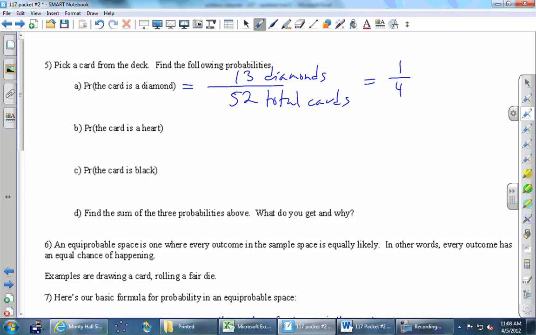Okay, so I'm going to ask you guys to do parts B, C, and D, again with your neighbors. We haven't even defined what probability is. All we've done is written a fraction, but I think a lot of us already feel why that's the right fraction. So check with your neighbors and do B, C, and D.